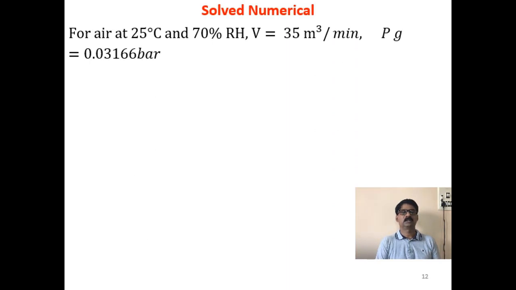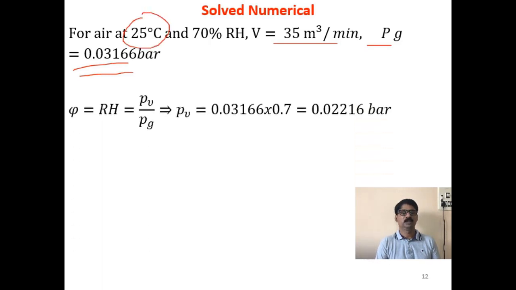Now let us take the second stream. Air at 25 degrees Celsius, 70% RH, so the volume flow rate is 35 meter cube per minute. If you observe from the table, it is 0.03166 bar, the saturation pressure corresponding to 25 degrees Celsius. Now similarly, whatever calculations you did for stream 1, you have to repeat for stream 2 as well. So using the relative humidity formula, find out the partial pressure of vapor.